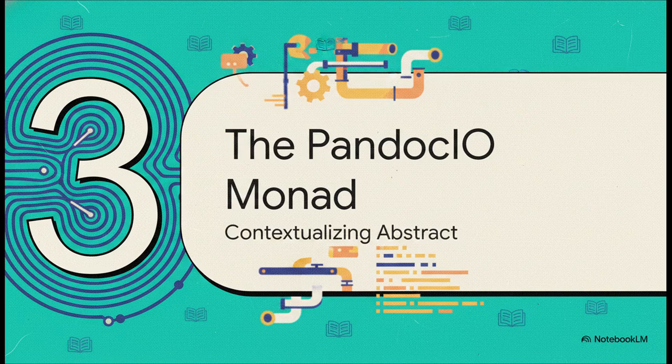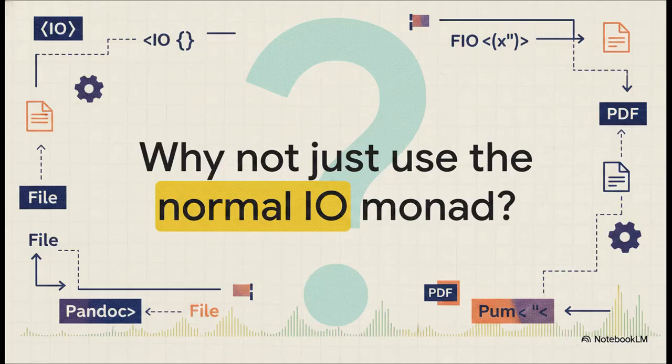Let's hit Section 3 now. Understanding the PandocIO monad, contextualizing the abstract. To actually run the Typst engine and pump out our ebook, we have to step into a highly specialized environment. Now, if you've messed around with Haskell before, you're probably instantly thinking, wait, why not just use the normal I/O monad? We're literally just writing a file, right? Why on earth do we need to introduce a whole new monad just for Pandoc?